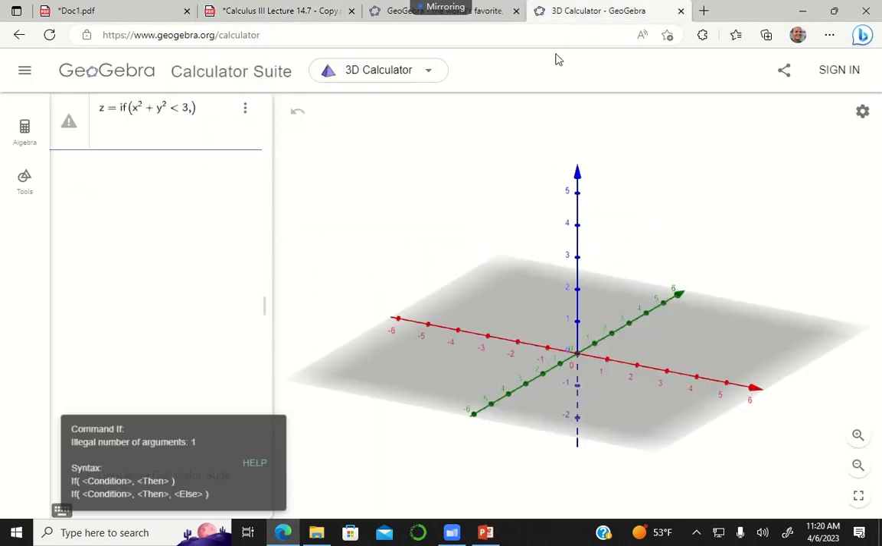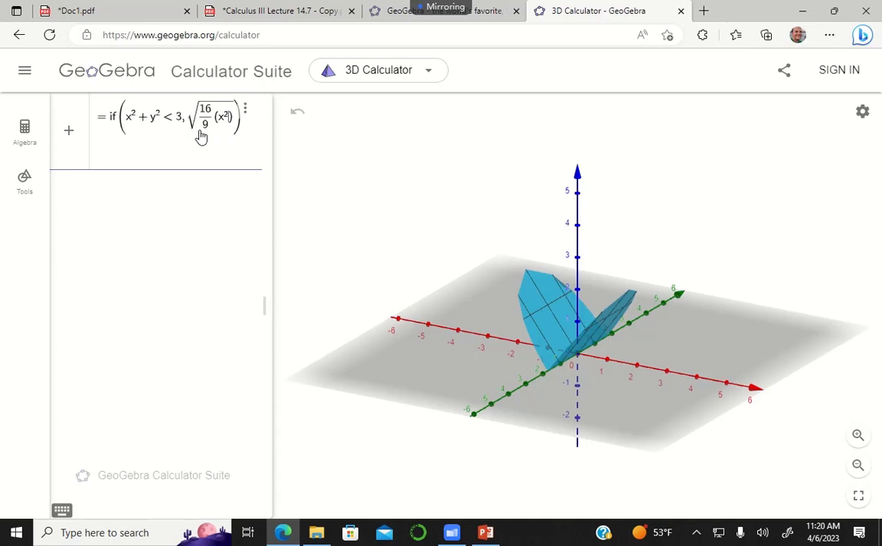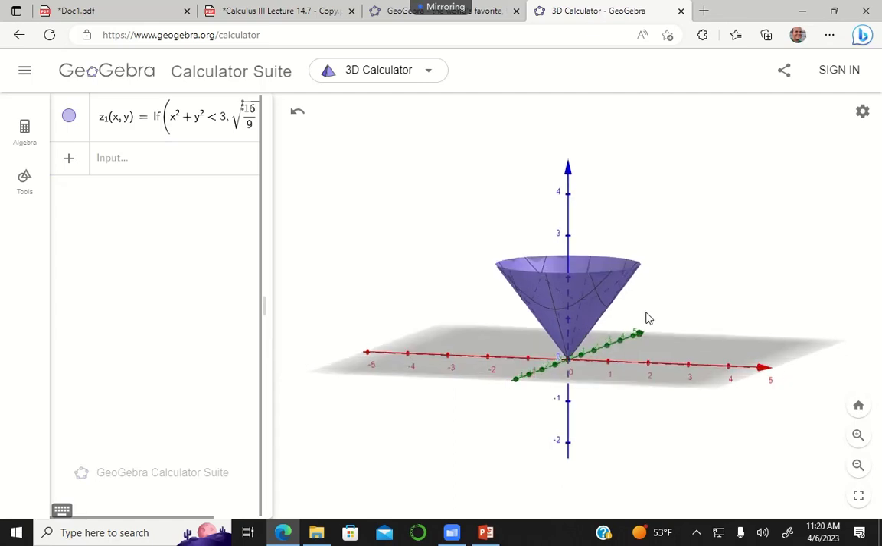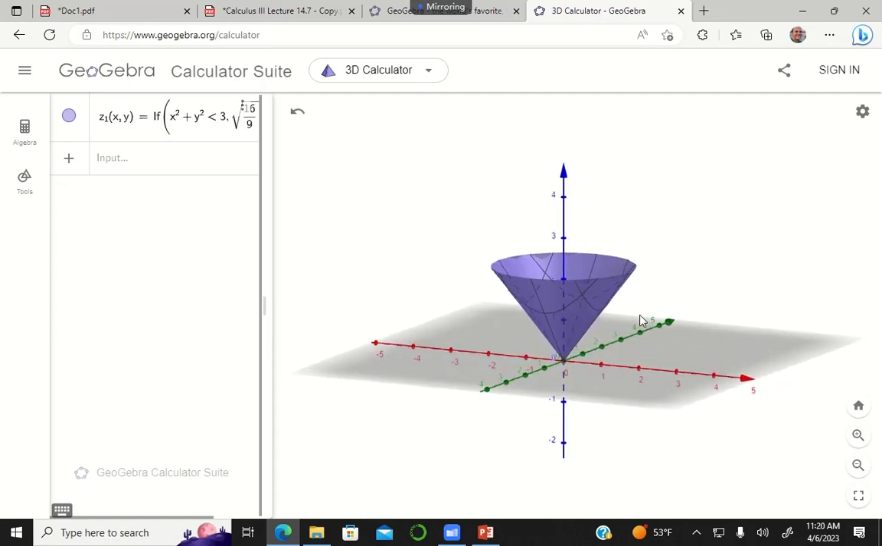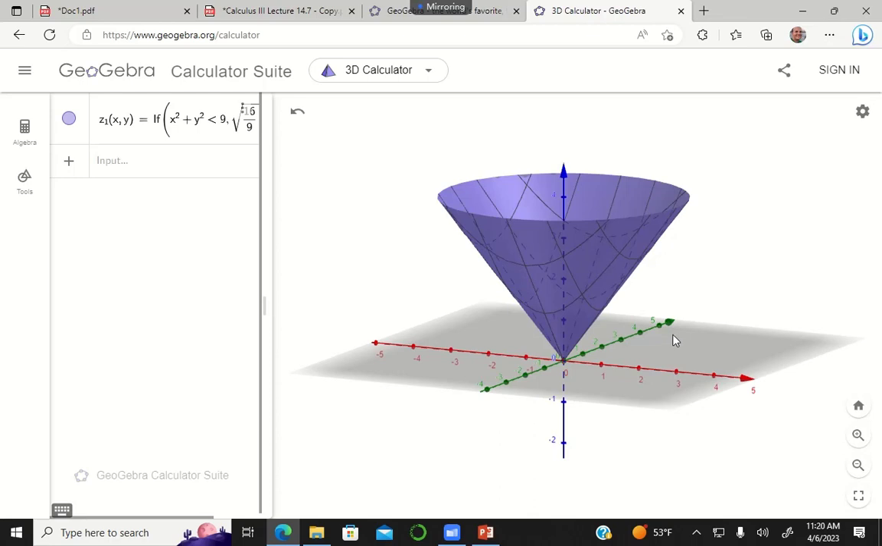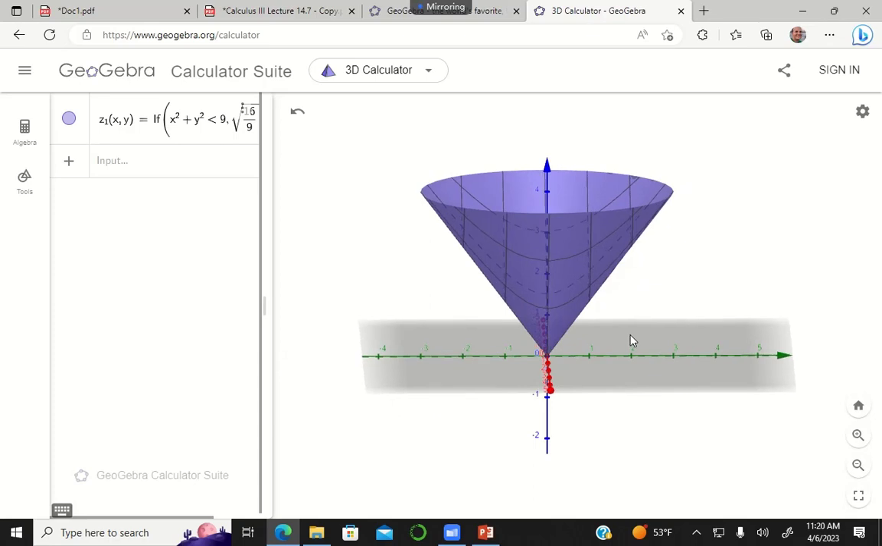Okay, I'm looking at square root 16 over 9 times x squared plus y squared. Aha. It's not as tall as I want it to be. I'm probably going to make that 9. There we go. Perfect, I think. So that's the cone part of my ice cream cone.